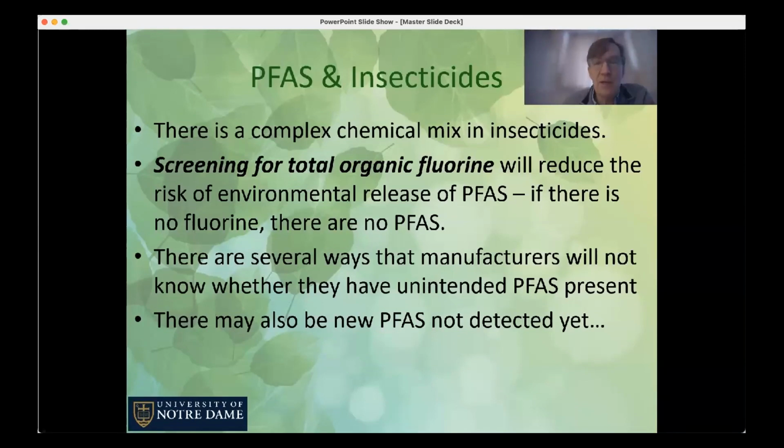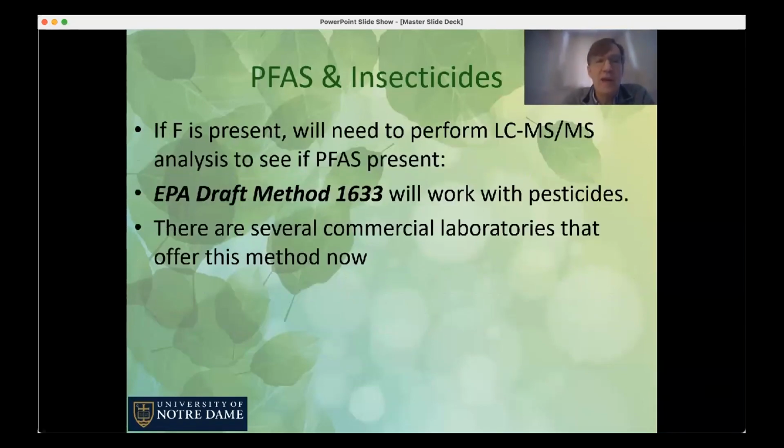And if there is no PFAS, if there's no fluorine, then there'll be no PFAS in that mixture. If you do get a fluorine signature, then for a small subset of those that do have some fluorine in them, you want to see whether it is a fluorinated pesticide that shows up or whether that is something that is a well-known PFAS. And for that, EPA draft method 1633 will work.